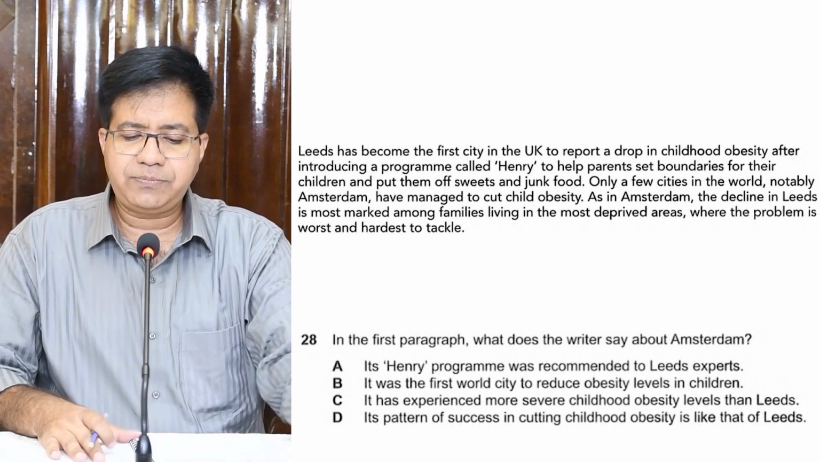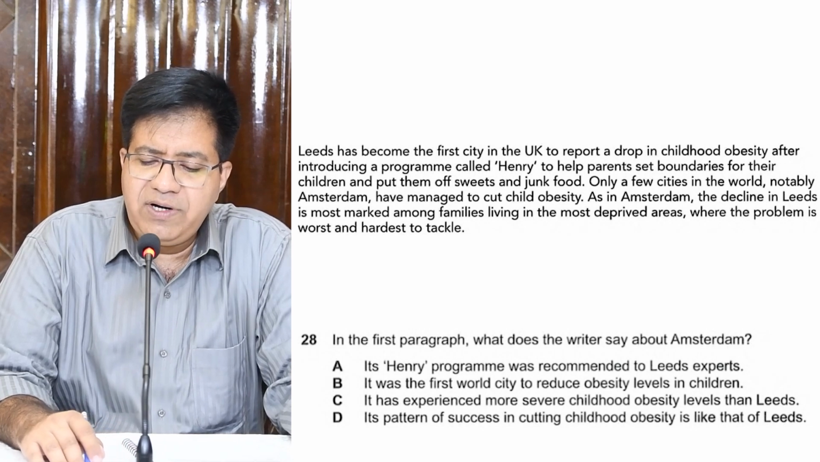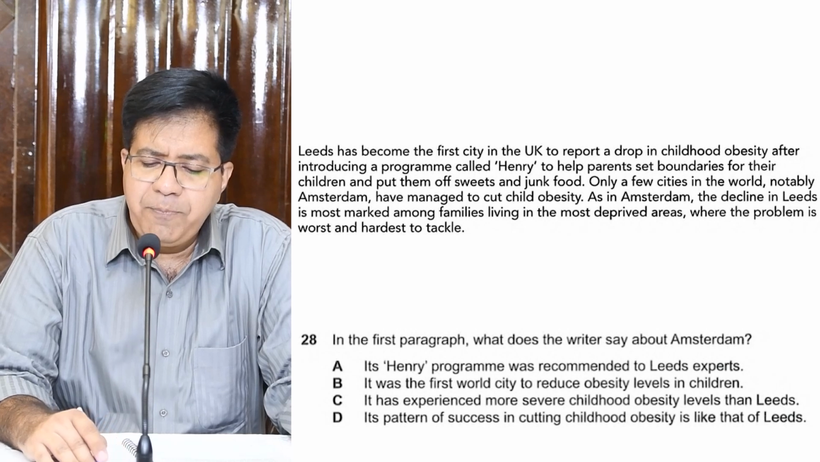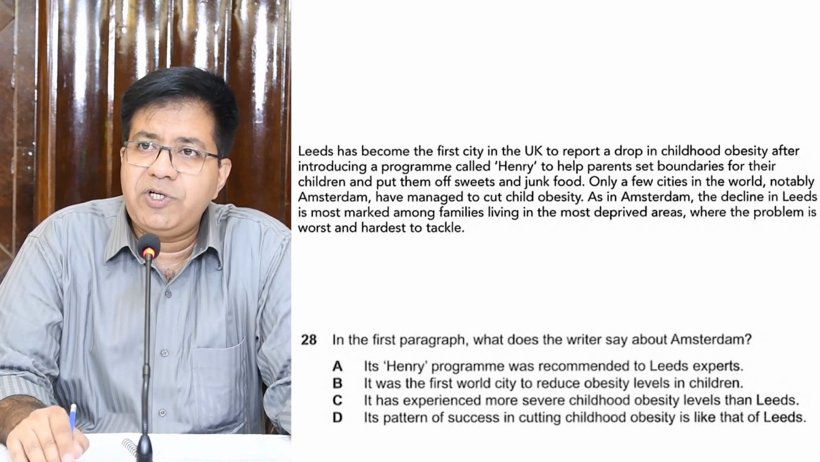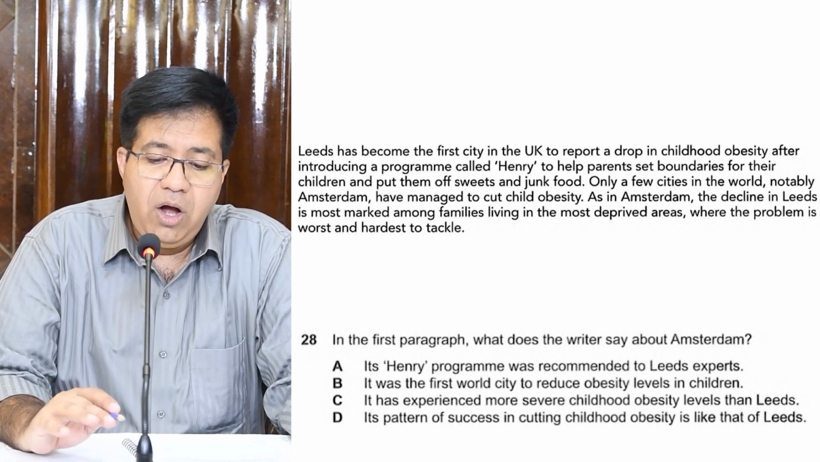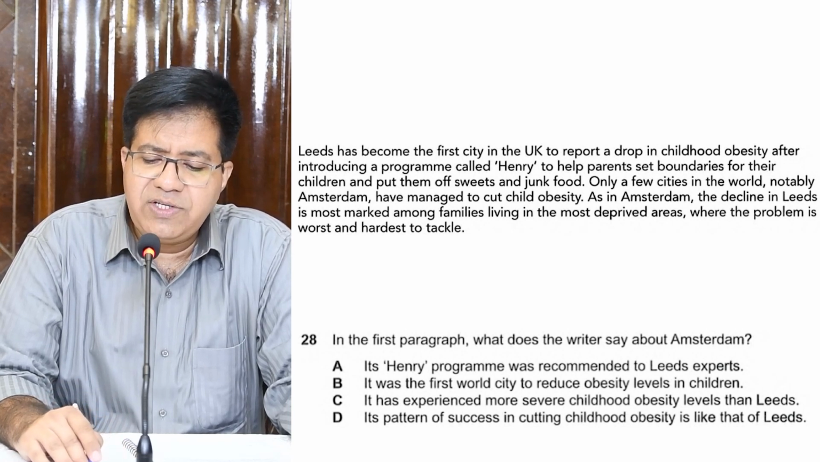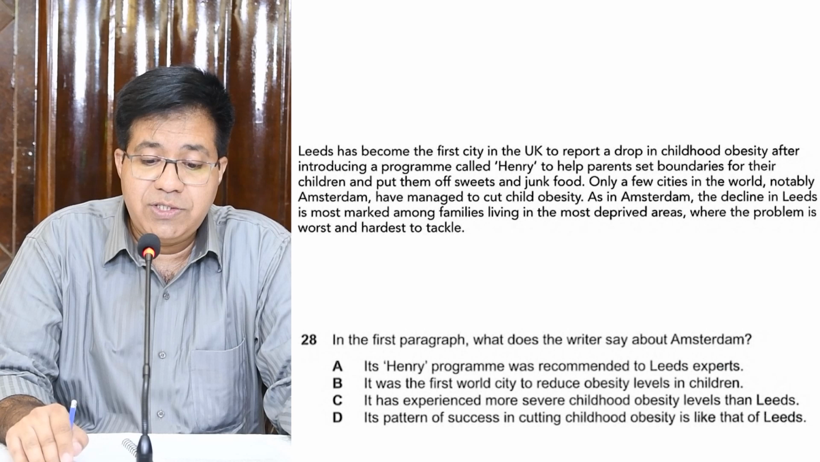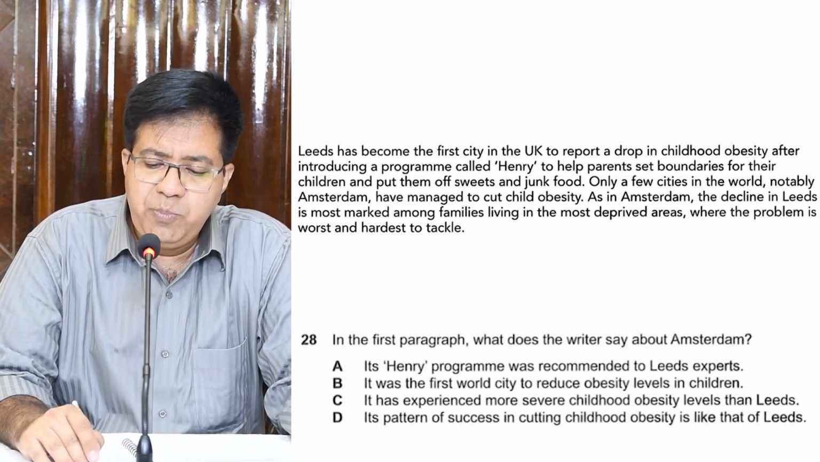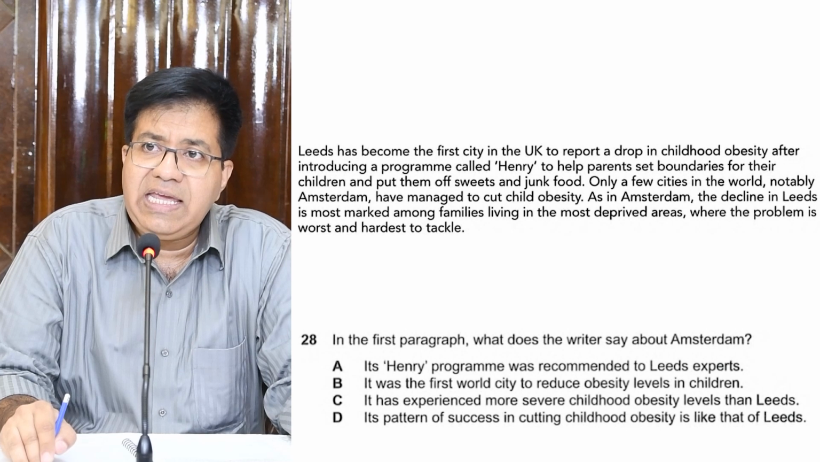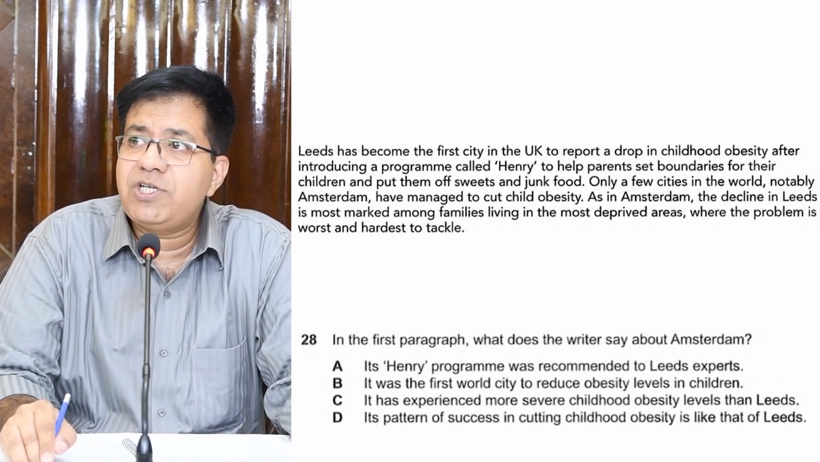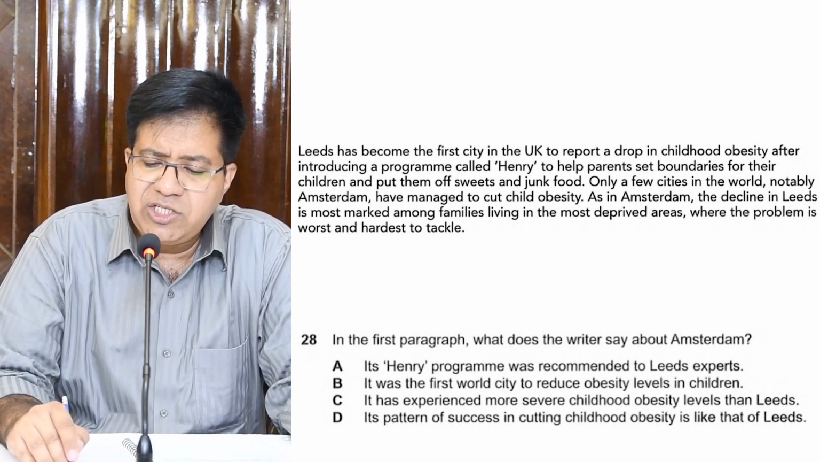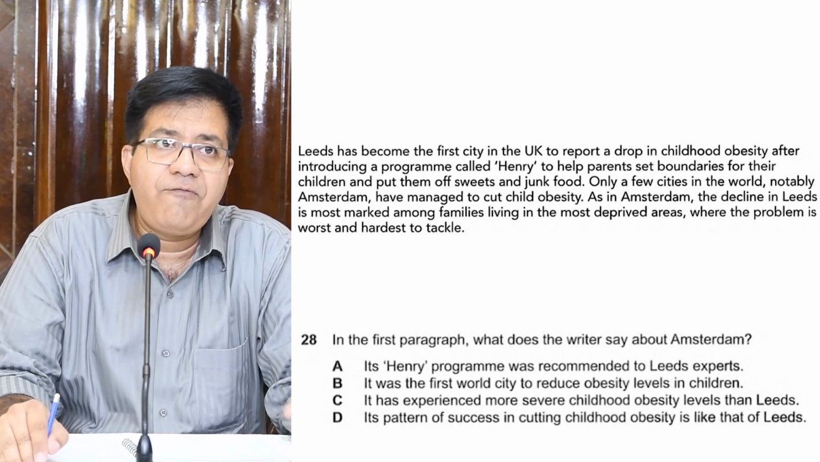Now please come back. In the first paragraph, what does the writer say about Amsterdam? Option A, its Henry program was recommended to Leeds experts? Not at all. Option B, it was the first world city to reduce obesity levels in children? Never. Now we are left with two options. C, it has experienced more severe childhood obesity level than Leeds? There is no comparison. So three options are absolutely wrong. Fourth is, its pattern of success in cutting childhood obesity is like that of Leeds.